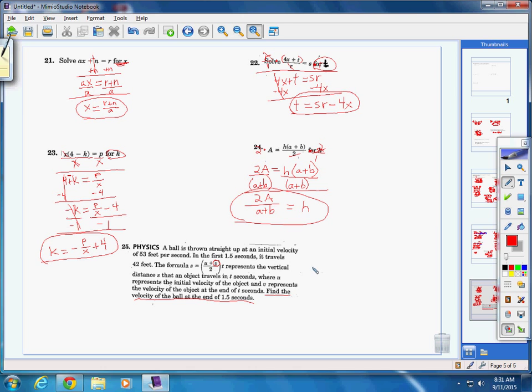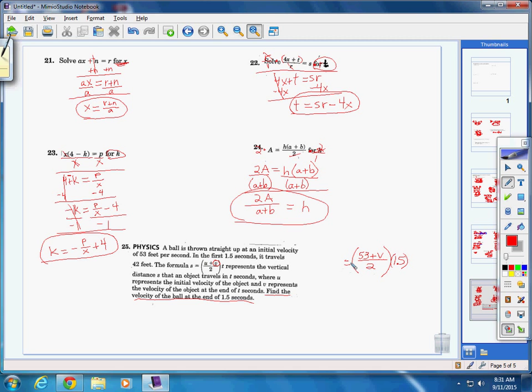So we know that u, which represents the initial velocity of the object, is 53. So in our parentheses, in place of u, we're going to plug 53. We don't know v. That's what we're going to be looking for. We know 2 is there. Were we given a time? Yes, we're asked find the velocity of the ball at the end of 1.5 seconds. So this is times t, or in this case 1.5. That goes in place of t.